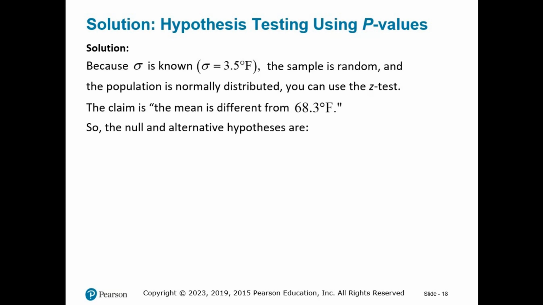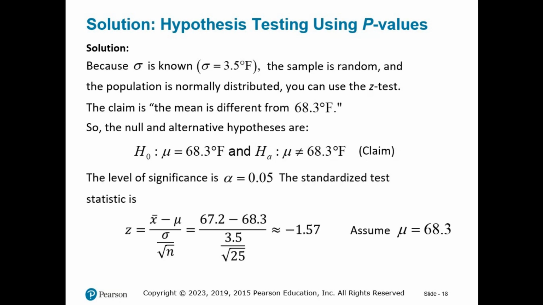So our claim is the alternative hypothesis because it's not equal to. So our H sub A is mu is not equal to 68.3 degrees Fahrenheit. And our H naught is mu is equal to 68.3 degrees Fahrenheit, with H sub A being our claim. They gave us the level of significance they want as 0.05.